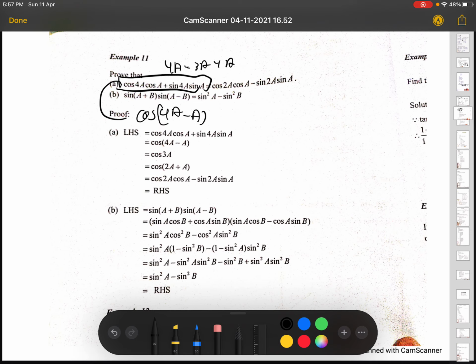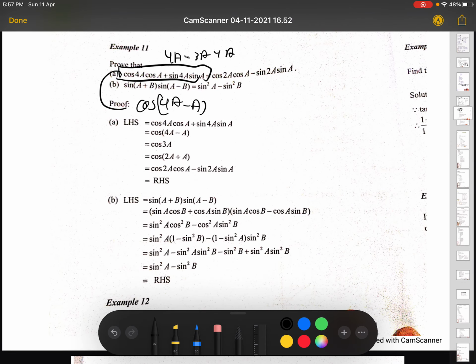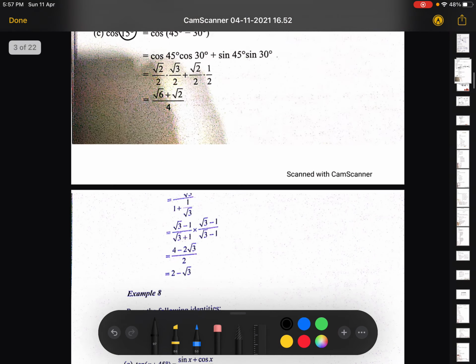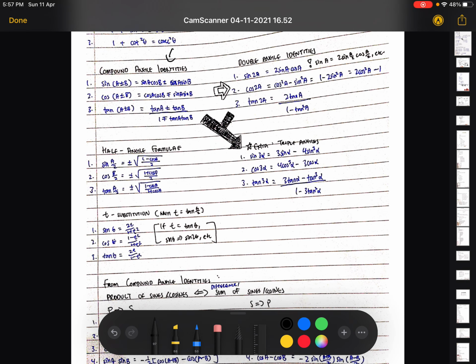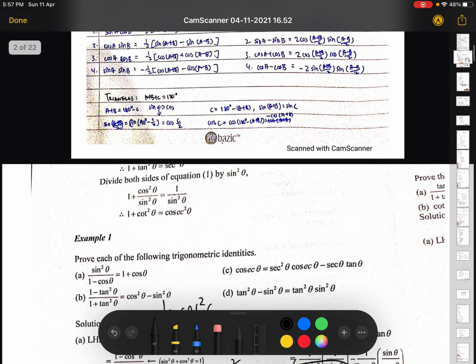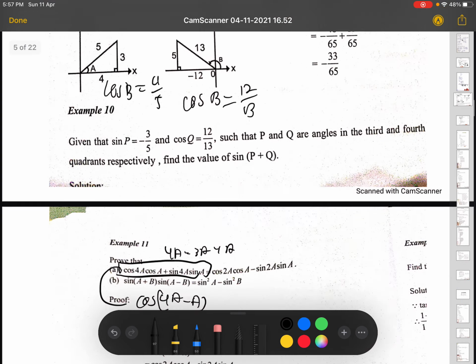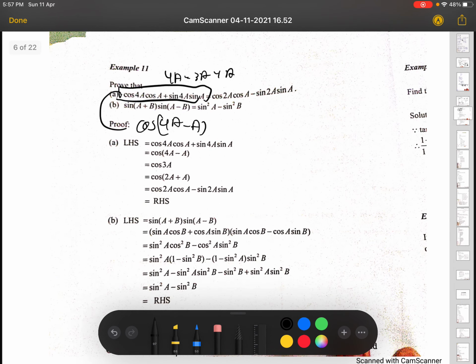Doesn't that seem like cos(4A − A) to you? Because if you look at the formula, cos A cos B plus sin A sin B is equal to cos(A − B). So instead of converting, you want to undo this time. So if you undo, you get cos(4A − A), which is cos 3A.